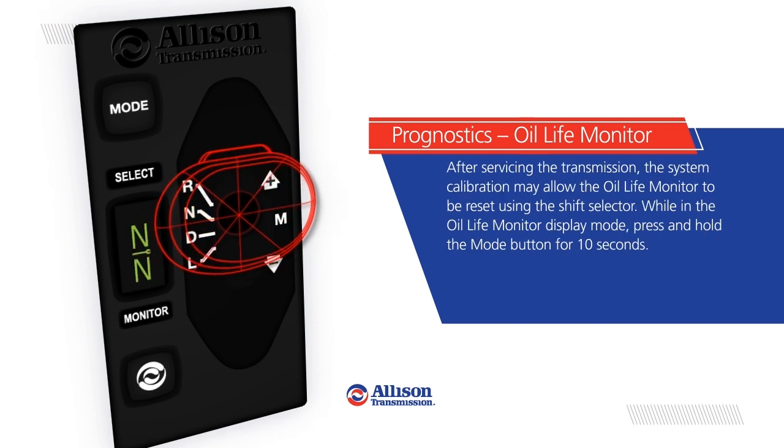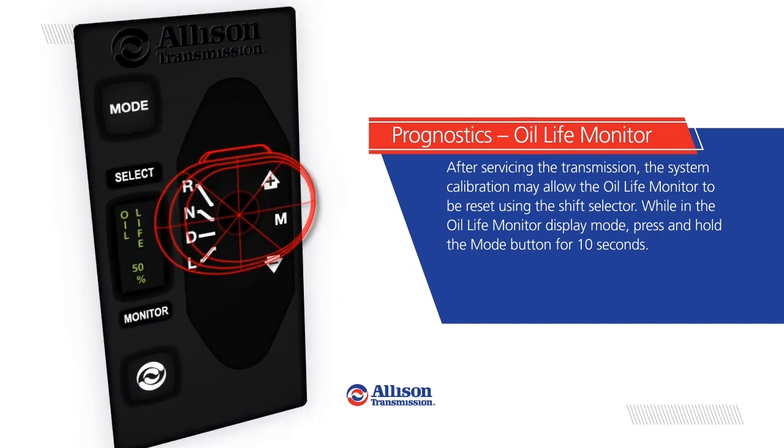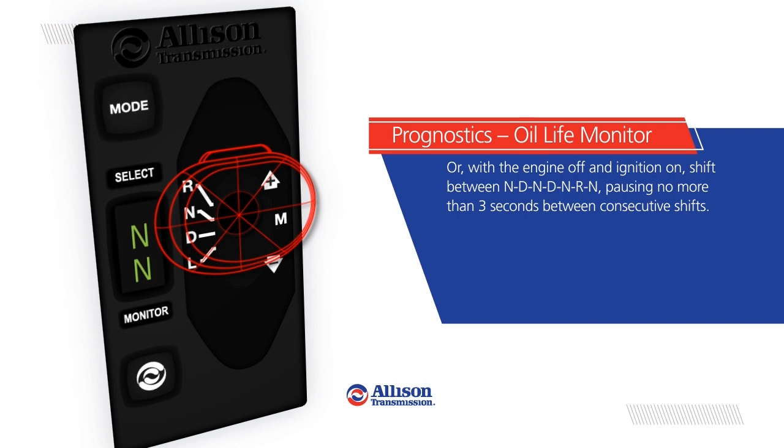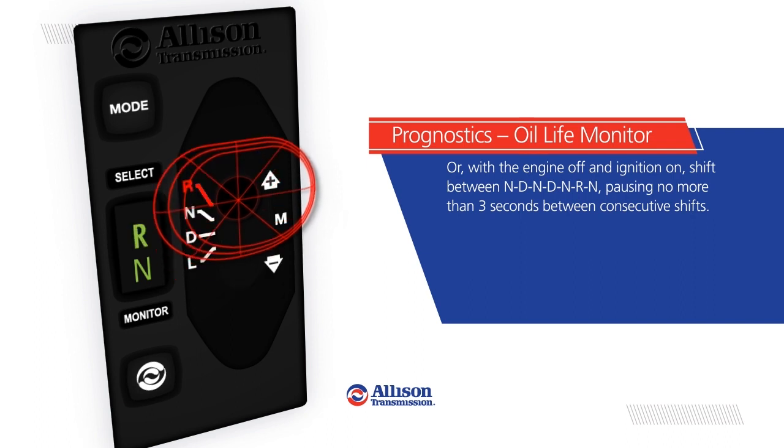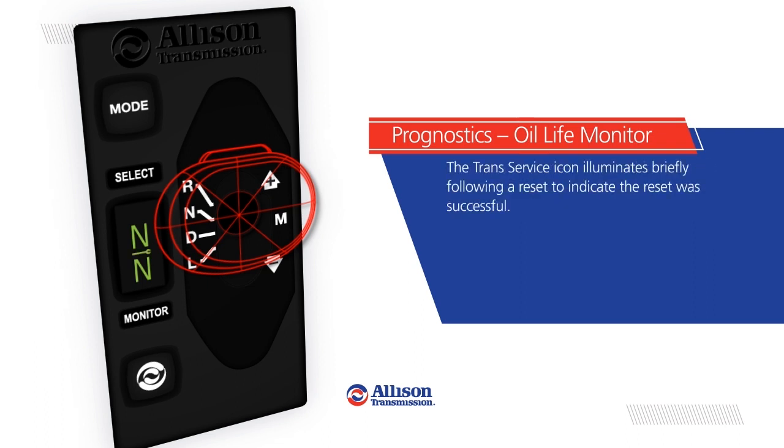After servicing the transmission, the system calibration may allow the Oil Life Monitor to be reset using the Shift Selector. While in the Oil Life Monitor display mode, press and hold the Mode button for 10 seconds. Or, with the engine off and ignition on, shift between neutral, drive, neutral, drive, neutral, reverse, neutral, pausing no more than 3 seconds between consecutive shifts. The trans service icon illuminates briefly following a reset to indicate the reset was successful.